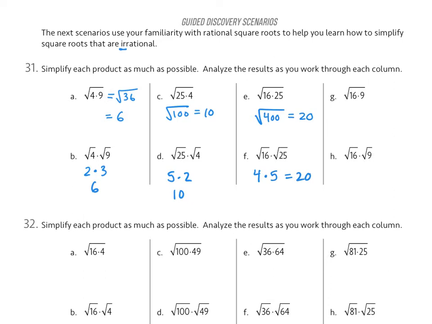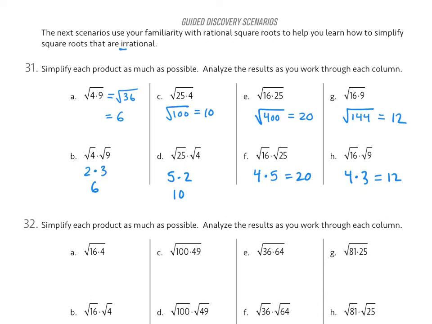Part G, the square root of 16 times 9. Let's find 16 times 9 first. That's 144, and the square root of 144 is 12. Part H, the square root of 16 times the square root of 9. The square root of 16 is 4. The square root of 9 is 3. 4 times 3 is 12. Same result.